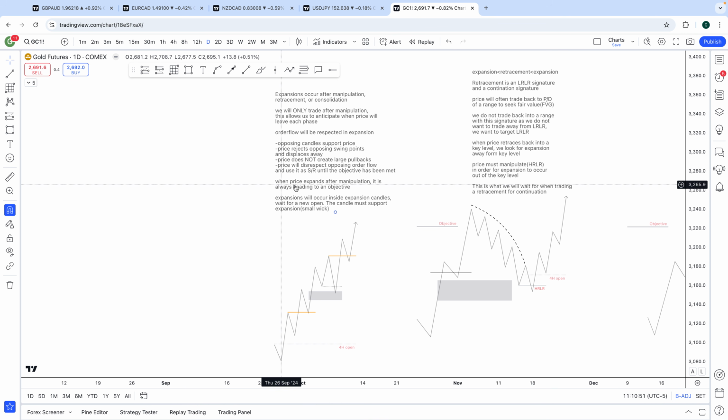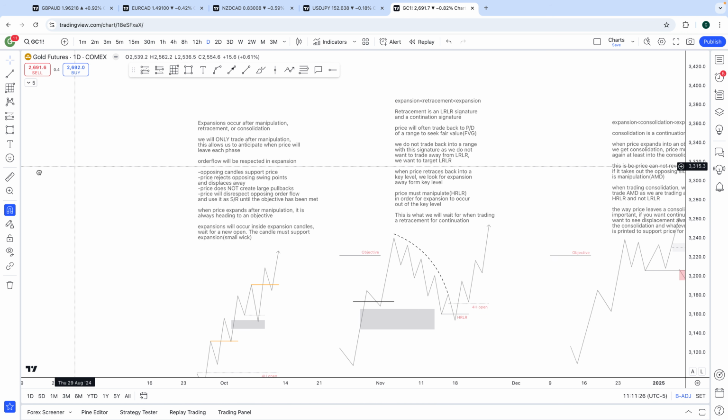When price expands after manipulation, it is heading to an objective. So when we expand away from a key level, it's heading somewhere. An objective, as in a swing point, like external range liquidity, that's what I refer to the most, and obviously internal range liquidity. Expansions will occur inside of expansion candles, obviously. So you have to wait for this new open. The candle must support expansion, small wick, which we're going to talk about in a minute. In order to get expansions, we need expansion candle logic, which we're going to go over next.